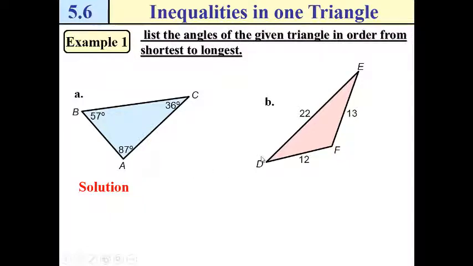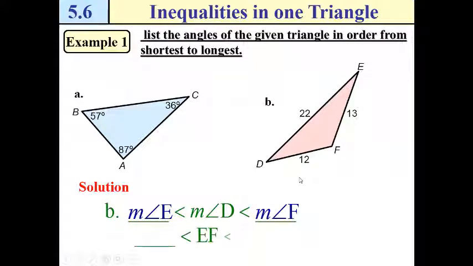In the same way, we can put the angles in order according to the given sides. The smallest side, DF, is 12, then the opposite angle, angle E, is the smallest one. After that, the middle one, angle D, because it is opposite to side 13, and the last one, the longest one, is side ED, which is opposite to angle F, the largest angle. Then the sides in order are DF, EF, and DE.